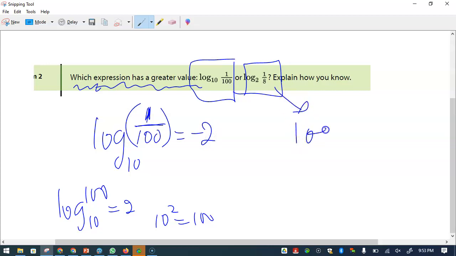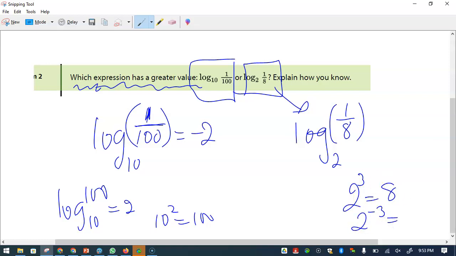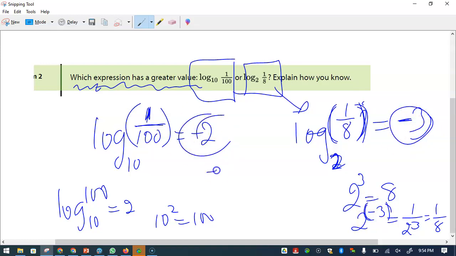The other one is the logarithm base 2 of 1/8, and you can see 2 raised to 3 is 8, and 2 raised to minus 3 is 1 over 2 raised to 3, and that is 1/8. So this answer has to be minus 3. We're asking how many 2's do you multiply to get 1/8? And it has to be minus 3. So comparing this number and this number, minus 2 is greater than minus 3. So this value is bigger. You need to give the reasoning. Let's go to the next question.